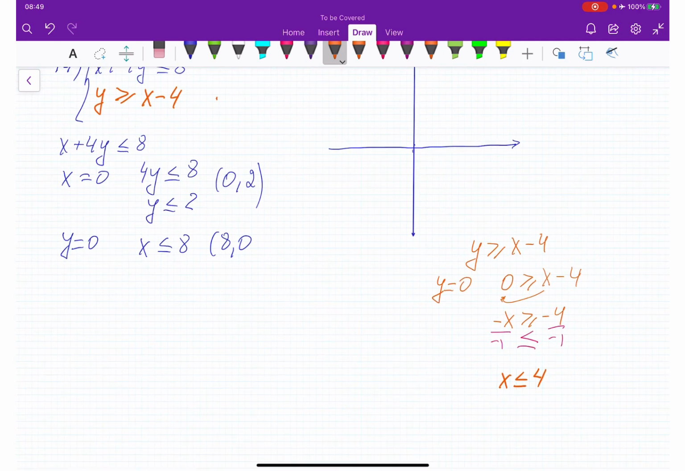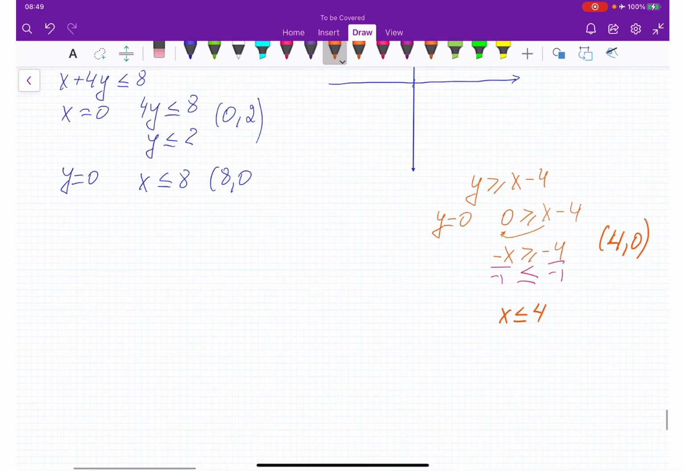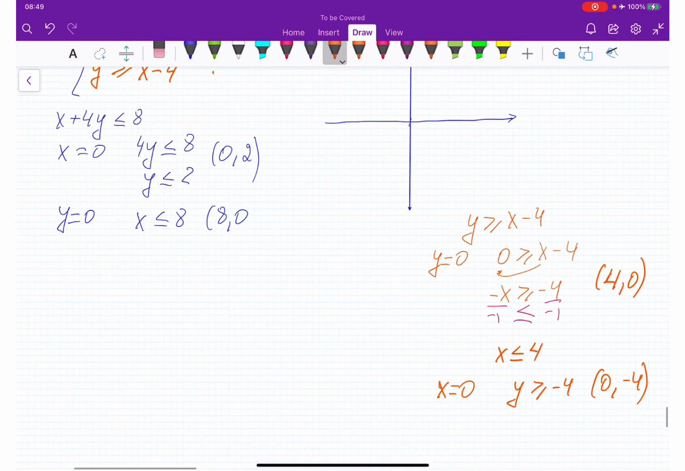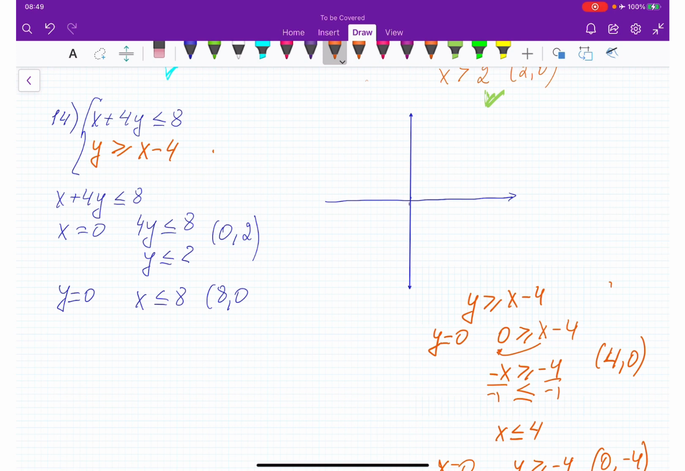So the coordinate is going to be 4 and 0, and x is equal to 0 here. We get y is greater than or equal to negative 4. So it's going to be 0, negative 4. All right, let's start building. Since I already have this brown color, I might as well start with the second equation. So we have 4 and 0. I have, and here I have 8 also. So I have to go all the way to 8.